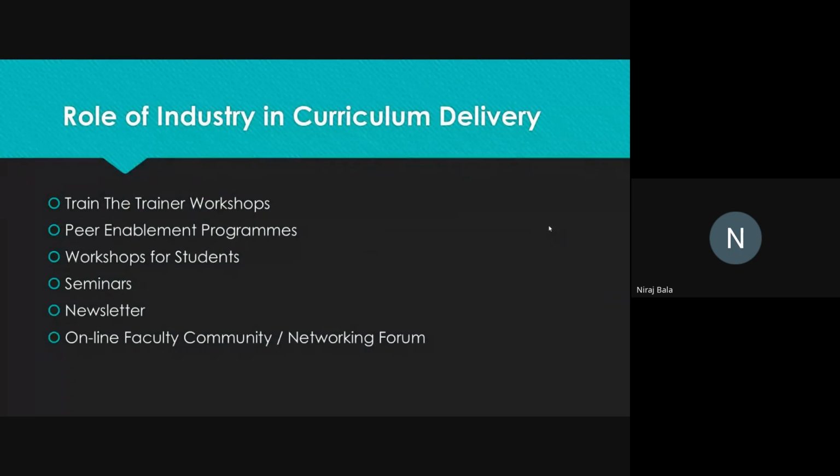Then certain industries also have their own newsletters. So they distribute the latest newsletters in the institutes or in the academics. Online faculty communities, they have certain networking forums, communities in which they interact. The faculty keeps on interacting with the industry people. So this is the second part, that is, once the curriculum has been designed, how in the delivery of the curriculum also a lot of help can be taken from the industry.